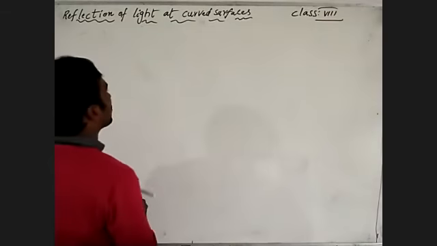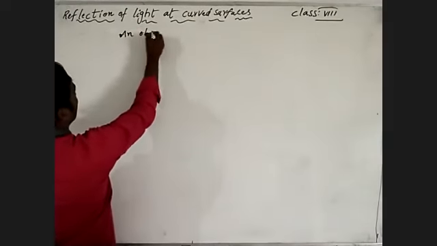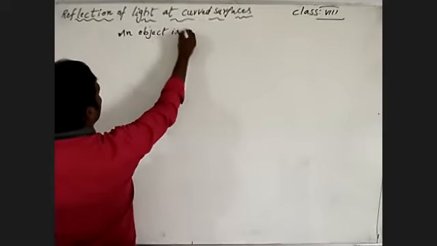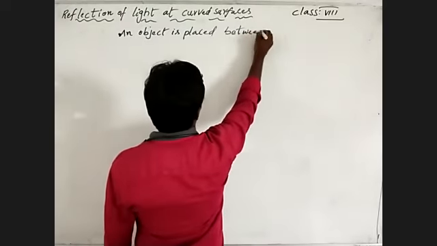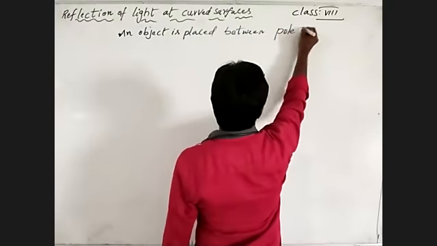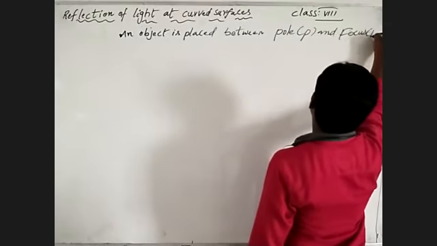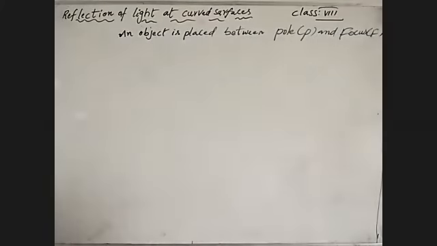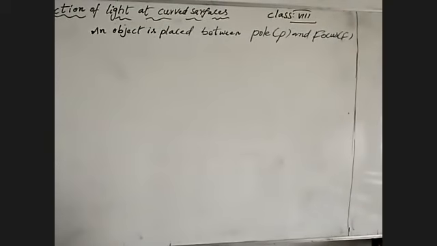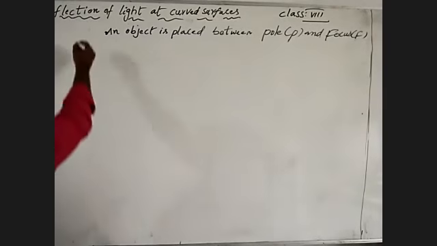Now we are going to talk about an object placed between the pole and the focus. Where are you placing it? An object is placed between the pole and the focus.